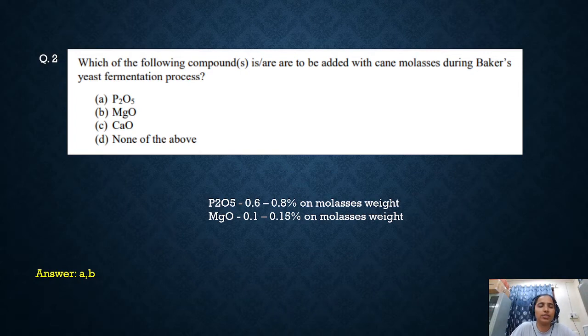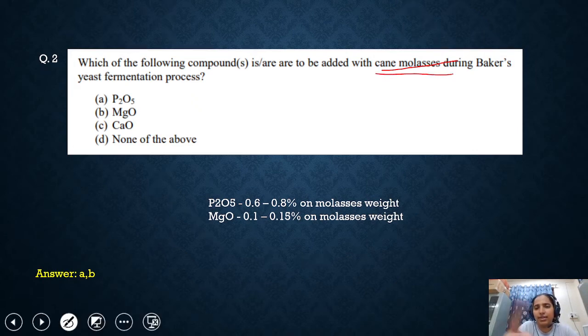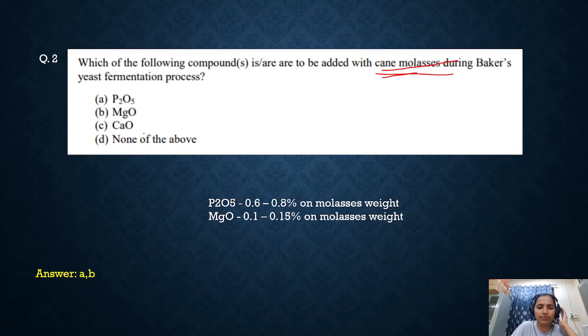Like this is the second question. Which of the following compound is/are to be added with cane molasses during baker yeast fermentation process? So they are asking that if you are using the cane molasses, another precursor is also used for this baker yeast fermentation. So they are specifically asking for cane molasses. So during baker yeast fermentation process, what are the other compounds they added? So they have given the options like P2O5, MgO, magnesium oxide, calcium oxide, and none of the above.